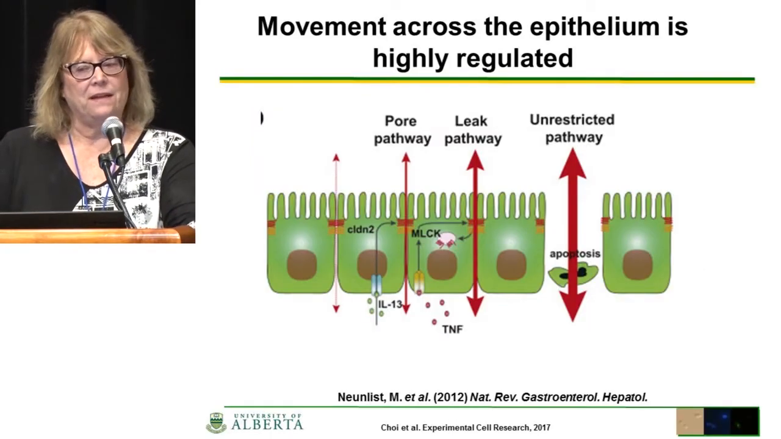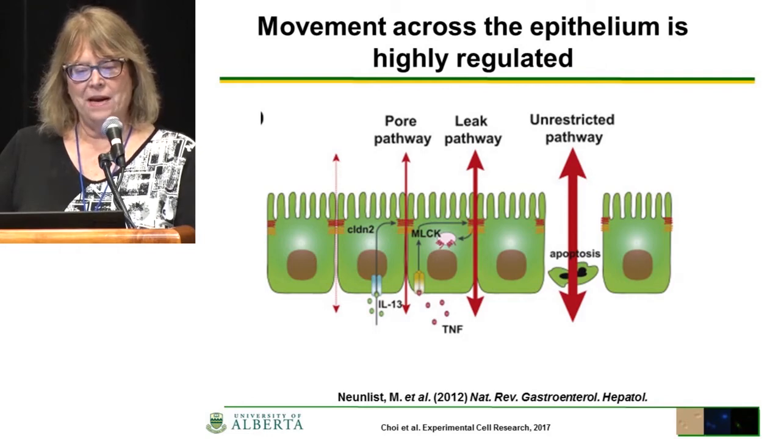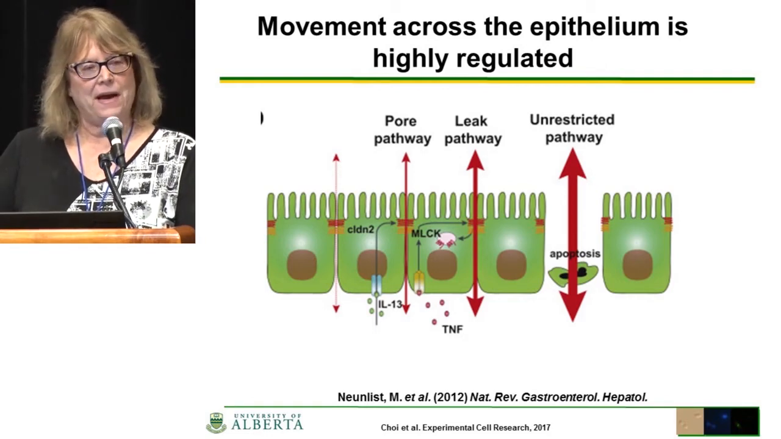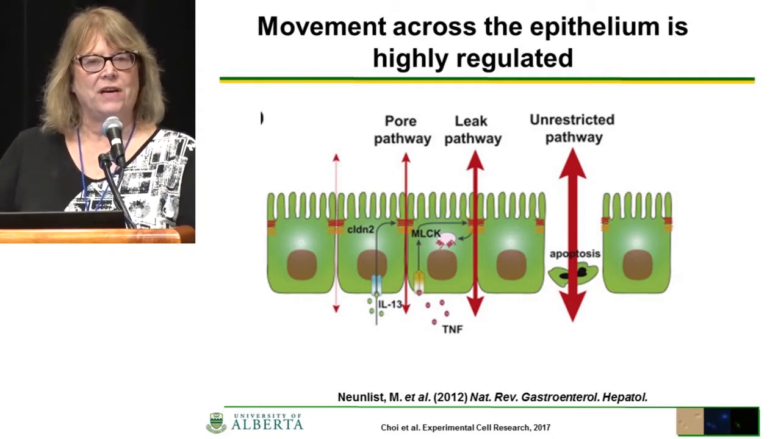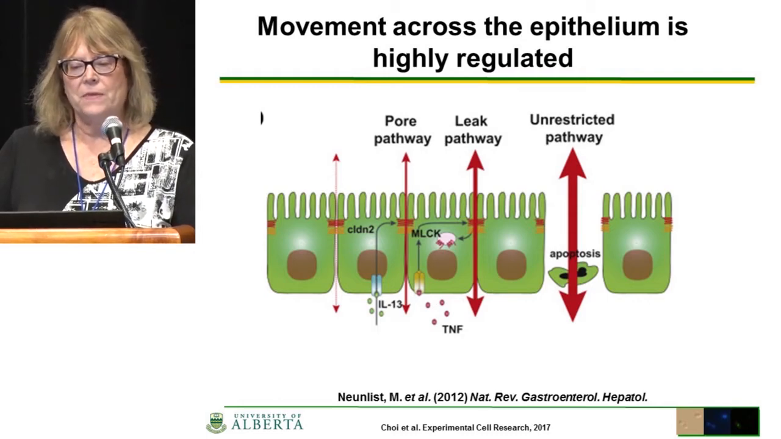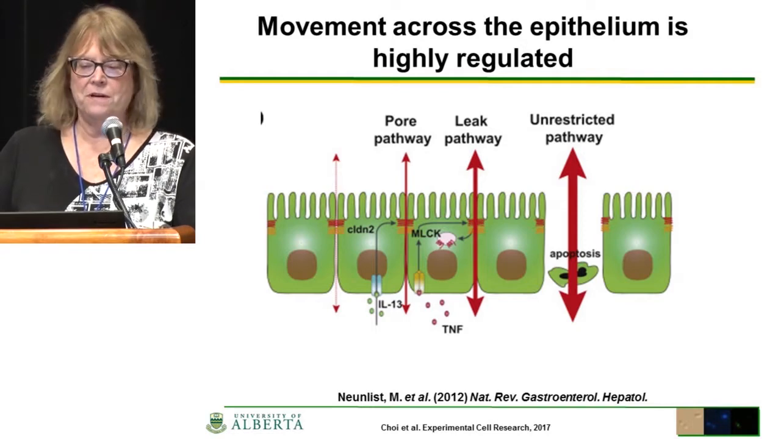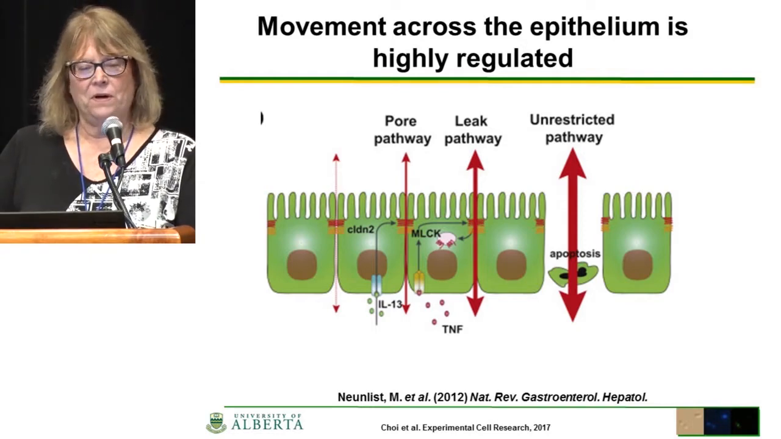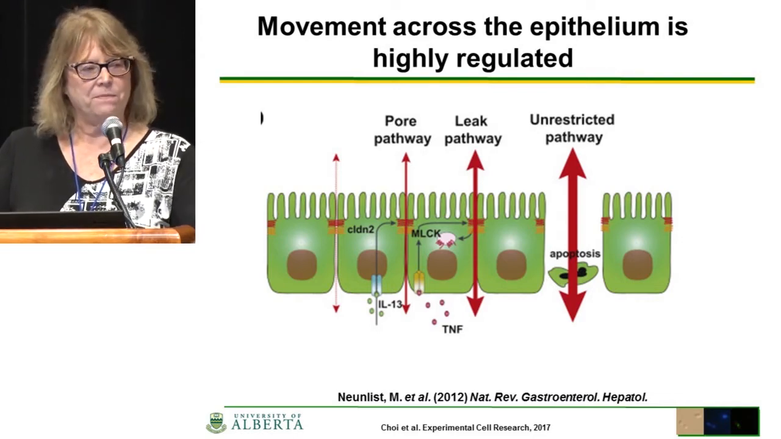So if we look now at the epithelium, movement across the epithelium is highly, highly regulated. Between epithelial cells, there are a couple of different pathways. One is called a pore pathway, and this can be changed when you change the kind of claudins and make actual pores that electrolytes can go through. There's also a leak pathway, which is slightly bigger, which can be increased by things like TNF, interferon. And when cells die, there's ulcerations or apoptosis, you can get an unrestricted pathway, so passing right between the cells.